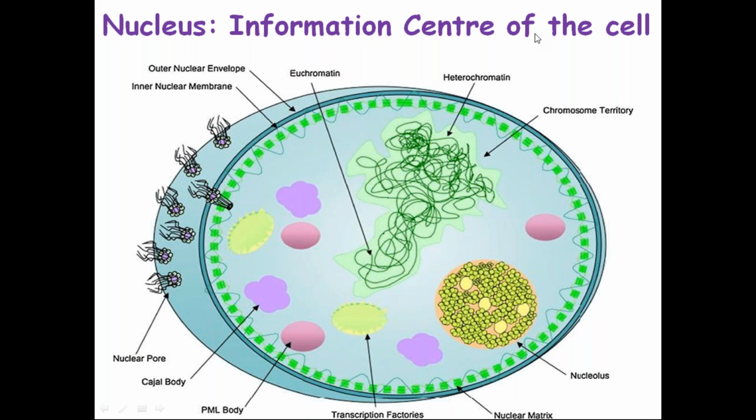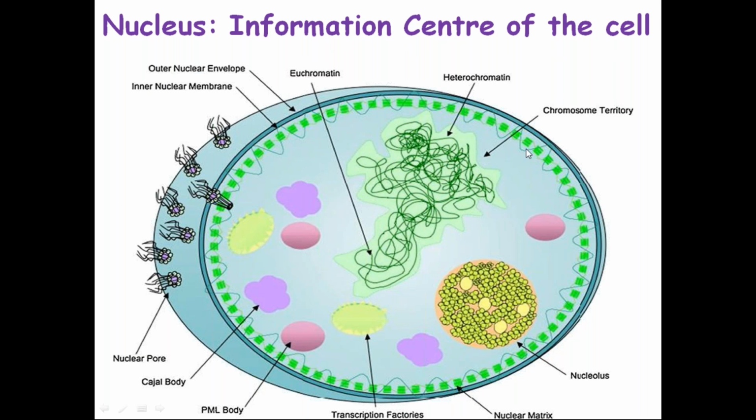DNA is the blueprint of the cell. Mitochondria are the powerhouses of the cell. Lysosomes are the suicidal bags of the cell. So these are the nicknames which are specifically mentioned targeting their functions. So the nucleus is called the information center of the cell.